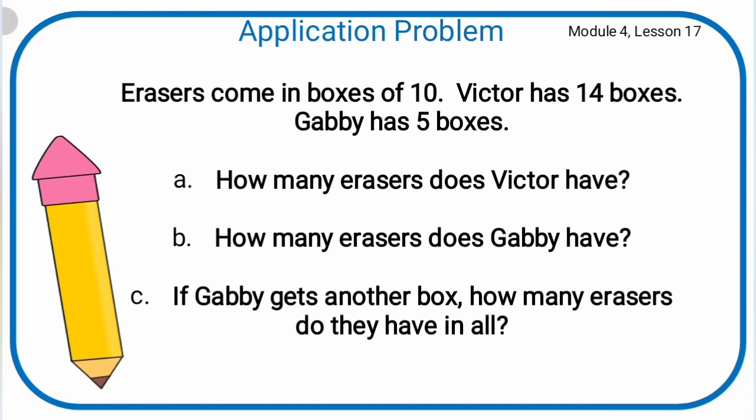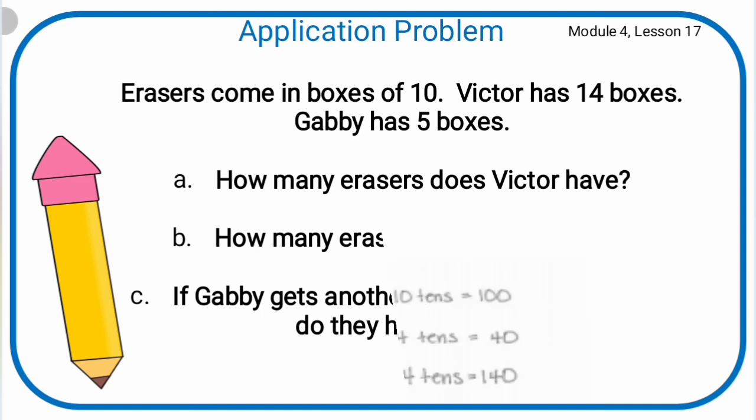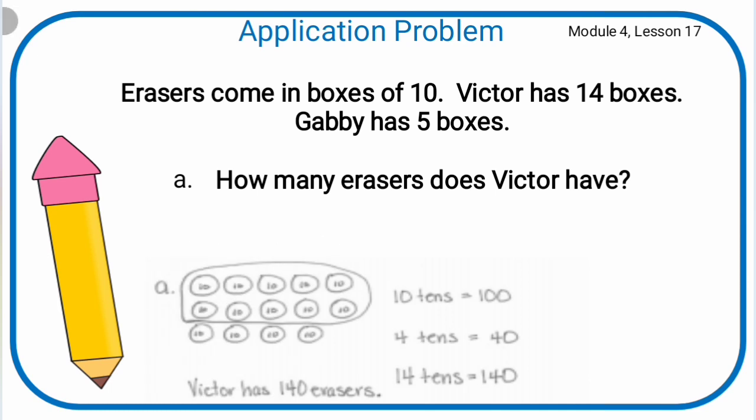Alright, I'm going to solve this question. Now, here it is. 14 boxes, right? Erasers come in boxes of 10. Victor has 14 boxes, so that is 14 tens. And 14 tens is 140. So Victor has 140 erasers.